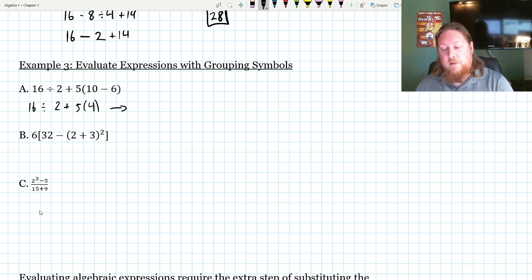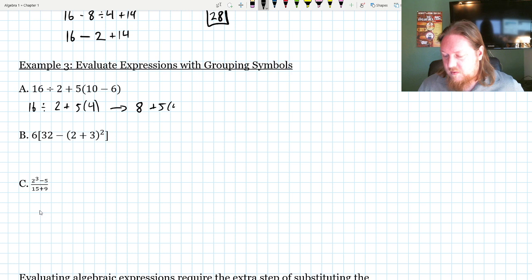And if you notice here, I have division first. So I'm going to do the division first. 16 divided by 2 is 8, plus 5 times 4. Now I check for, again, multiplication and division. Yes, I have 5 times 4, so now I take care of that. 5 times 4 is 20. Ooh, almost had my first mistake there.